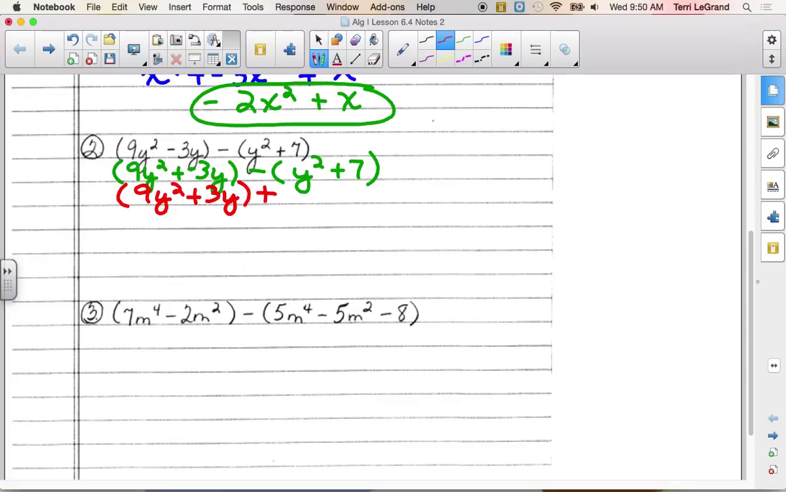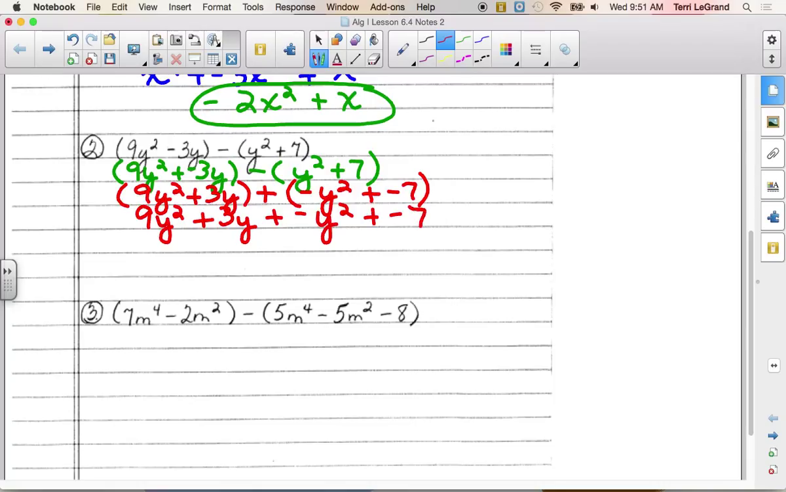And now each of those monomial terms have to be changed to their opposite. So we're going to have negative y squared plus negative 7. And typically where the mistake is made here is we only subtract the first term of the second polynomial. And now we can say, okay, now I can drop the parentheses. Well, in dropping the parentheses, you want to do your rearranging step at the same time, you could, because everything's addition anyway.